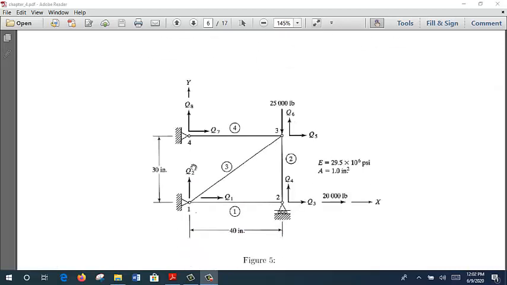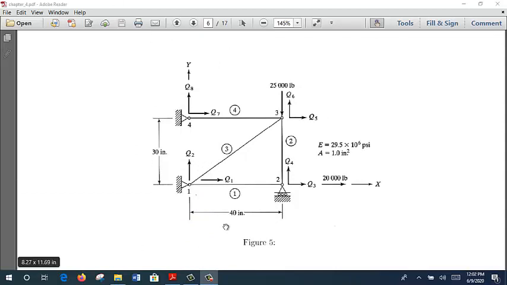Okay, so back to our problem. This is given to you. From that, for every node, you have your degrees of freedom: Q1, Q2, Q3, Q4, Q5, Q6, Q7 and Q8, and then you have your element 1, element 2, element 3 and element 4. It's very straightforward, and of course you have your axial force acting on node number 2 and acting on node number 3. So this is how they are given to you to solve the problem.